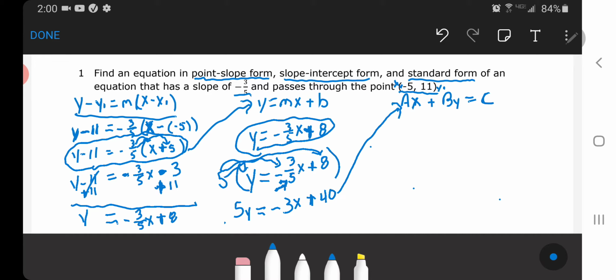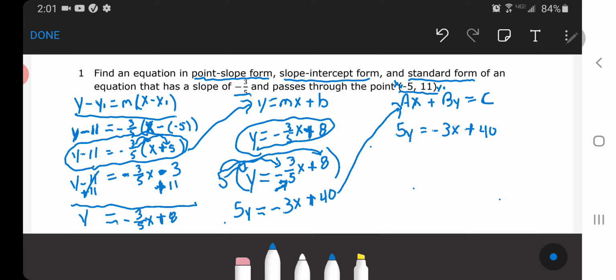Still doesn't look like that because we don't have our x in the front. So we need to take it to the other side of the equation. Pretty easy to do, though. Give myself some room here. We're going to go 5y equals negative 3x. Just bringing it over. Give myself a little bit of room. Plus 40.